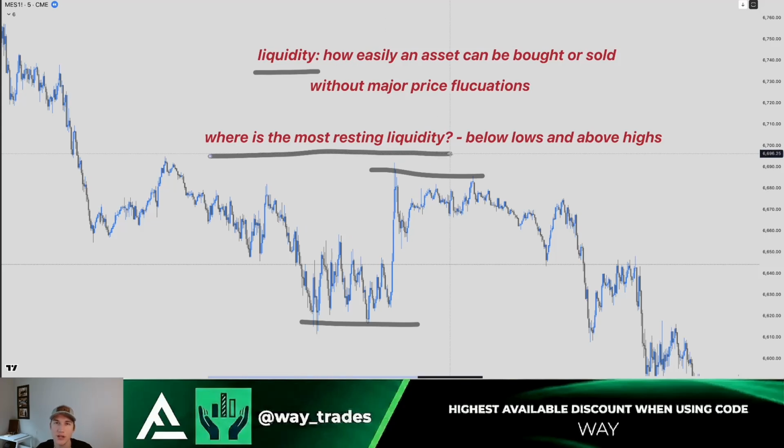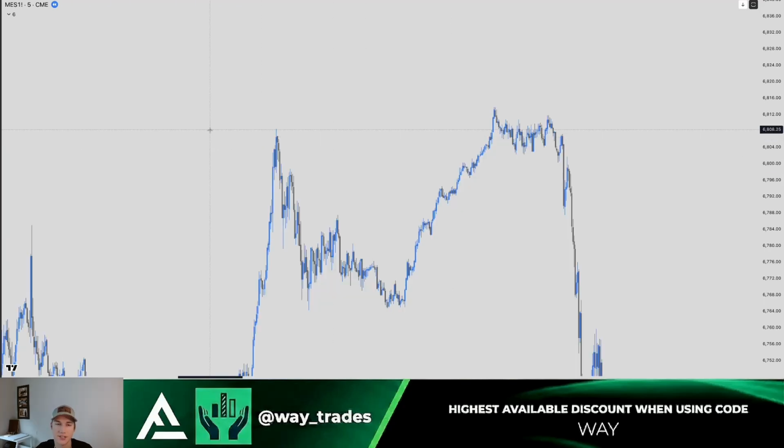Now, what is a liquidity sweep and why does it actually work? Let's take this example here. We have a recent high and we have lots of orders above here. This could be stop orders and breakout traders' orders. A liquidity sweep is when you come up above the high and take those orders, then reverse.